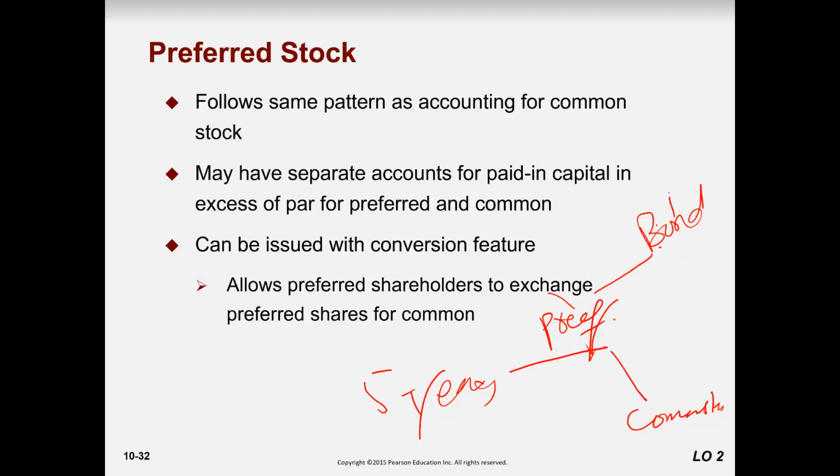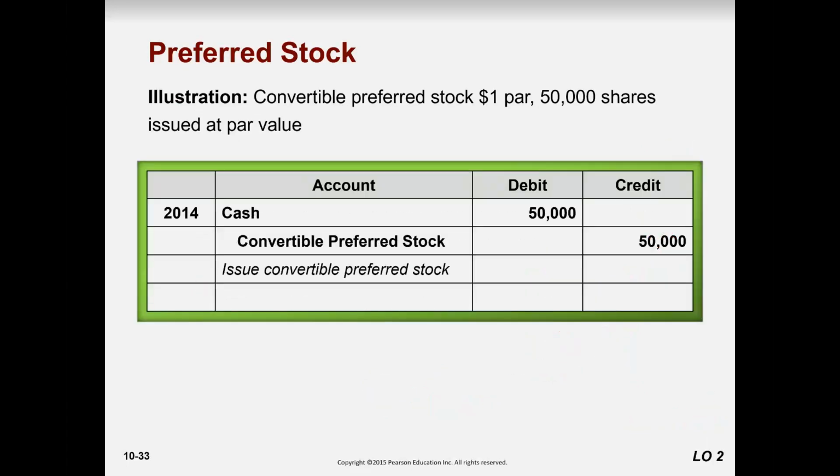Both have fixed return. The bond return is called interest. The preferred stock return is called dividend. All right. So companies normally don't issue preferred stock, but once they have issued it, they may have included a convertible feature. For example, after 5 years or after 6 years, the preferred stock can be converted into common stock or bonds as well. So we have an illustration to make it more understandable.